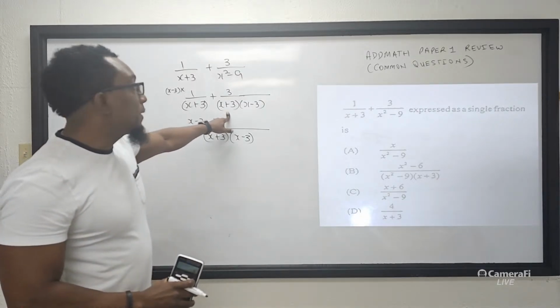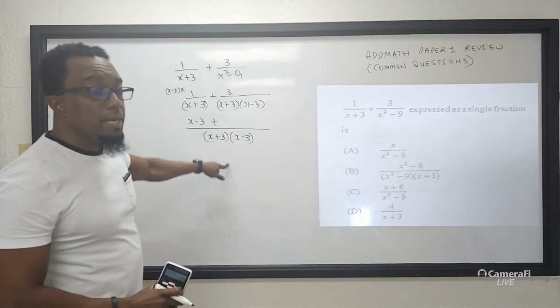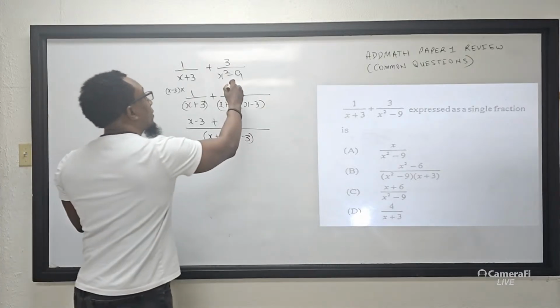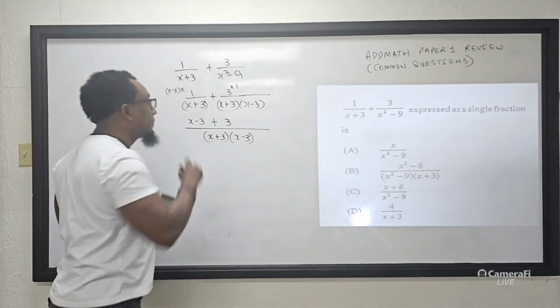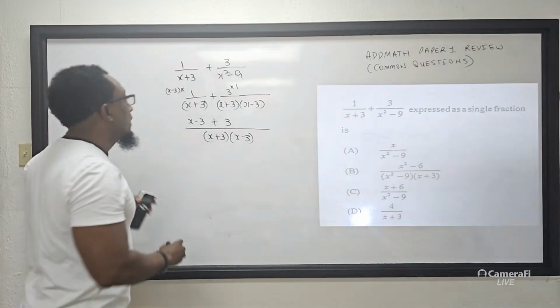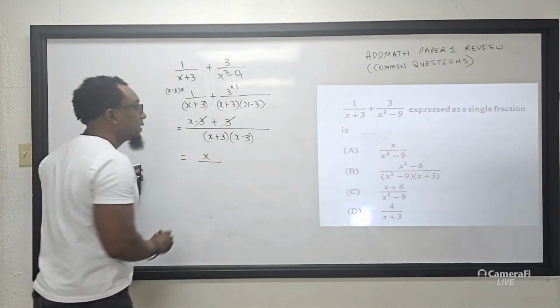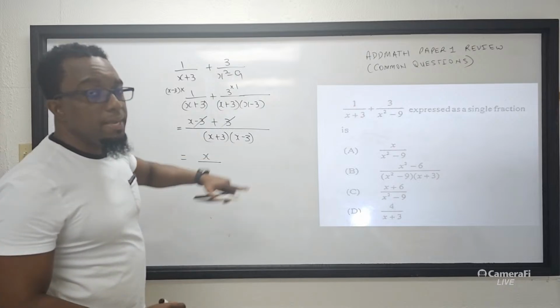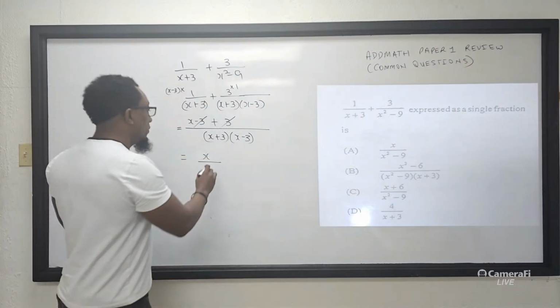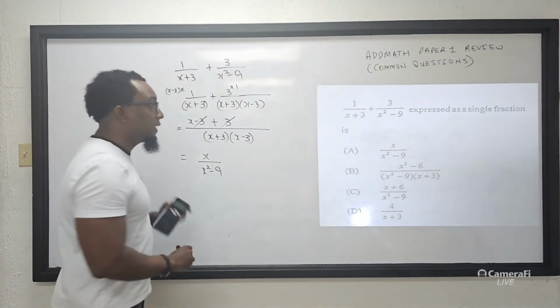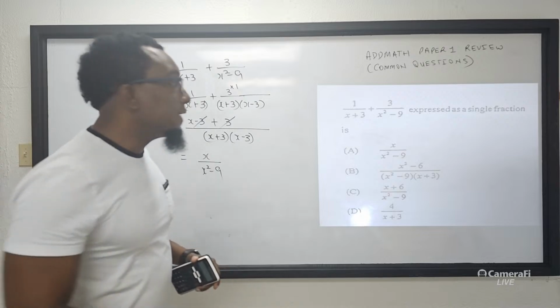Let me divide x plus 3, x minus 3 into my LCM. That gives me 1. 1 by 3 is 3. And in simplifying that, I know negative 3 plus 3 is 0, which will leave me with x. And x plus 3, x minus 3, when you expand that, you're going to get x squared minus 9. So the answer there is E.